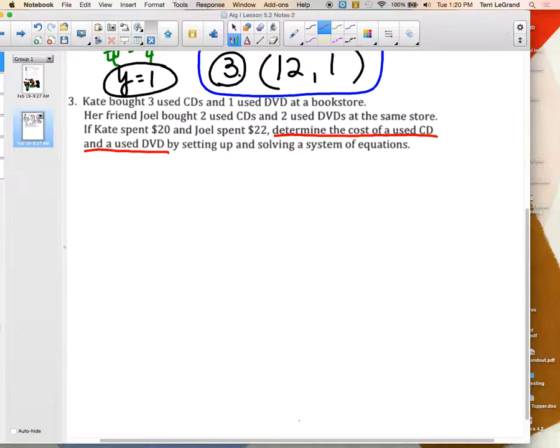Little hint: whatever they're asking you to find, that's probably the unknown. So what can x be? What about CDs? How many there are? Cost of the CDs. We already know how many each of them bought, right? What we don't know is how much they should cost. So we have to be more specific and not just say CD, it is the cost of a CD.